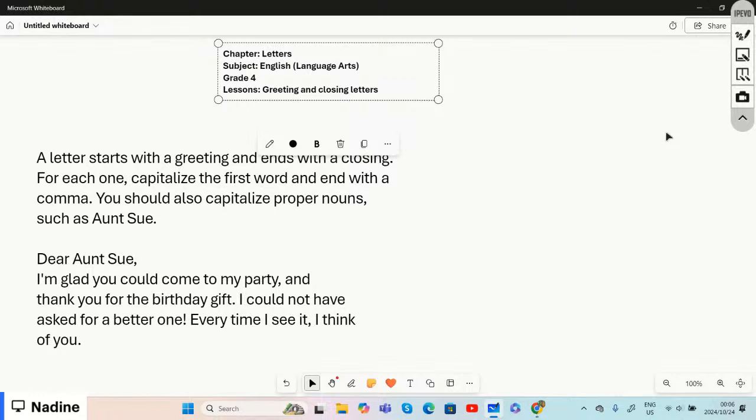All right. So when it comes to letters, a letter starts with a greeting and it also ends with a closing. It's the same as if you were to have a conversation with someone. The first thing you do is greet the person. And then after you are done talking, before you leave, you also end it with a closing of goodbye, see you, it was nice meeting you, till next time, and so on.